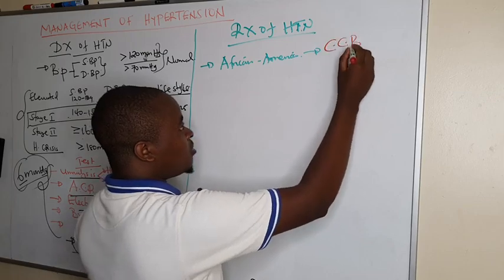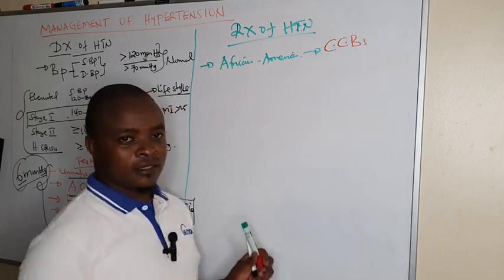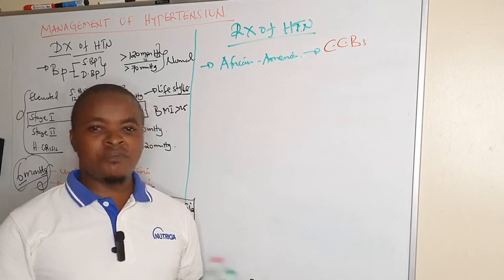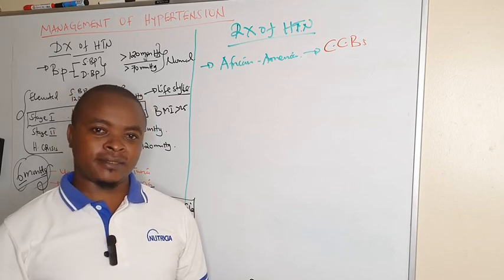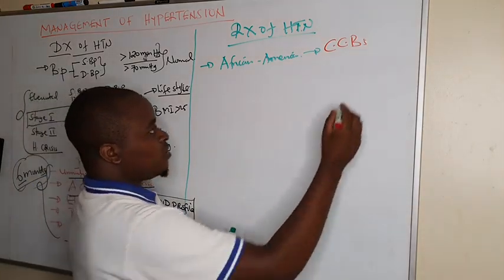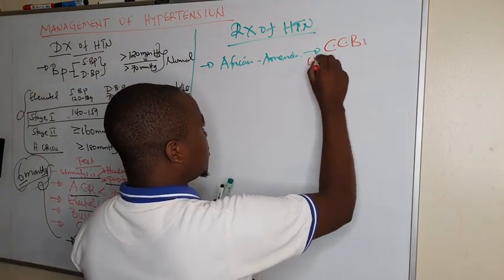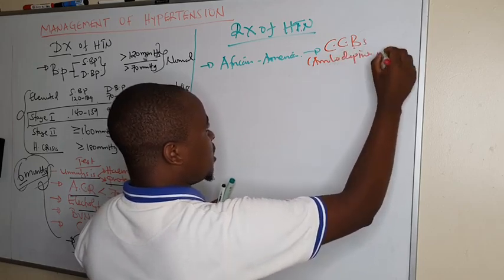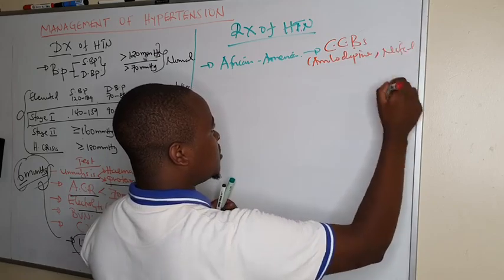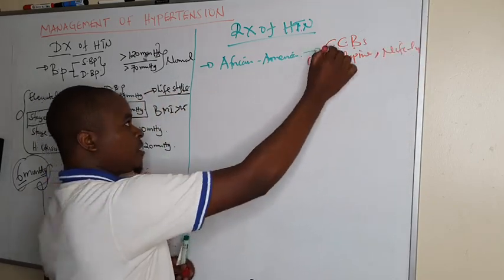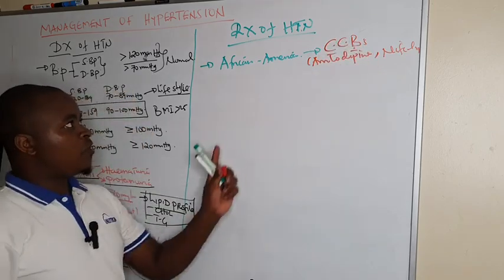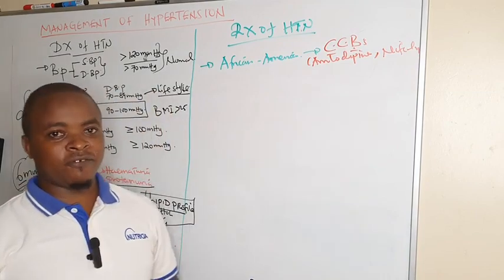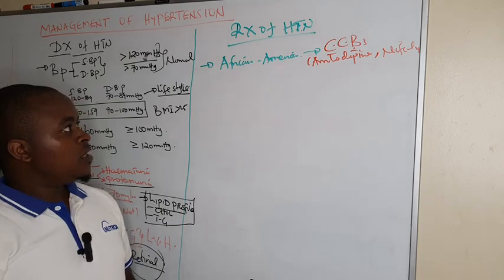So calcium channel blockers are the first line. That is amlodipine, nifedipine, which is always given orally; slow release can also be given. So amlodipine, we can always give nifedipine and many other calcium channel blockers for African American patients. That is always the first line treatment.